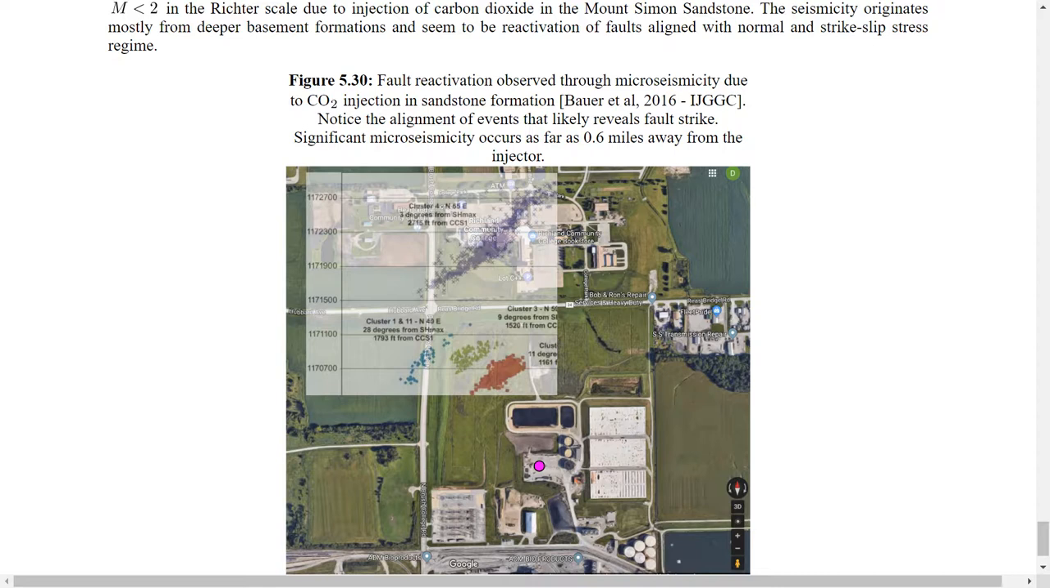Yes, sir. Is it between 180, like 270 and 360? 270? Can you make it easier? Let's see. 270? The north is over there, okay? This is a place in Illinois.